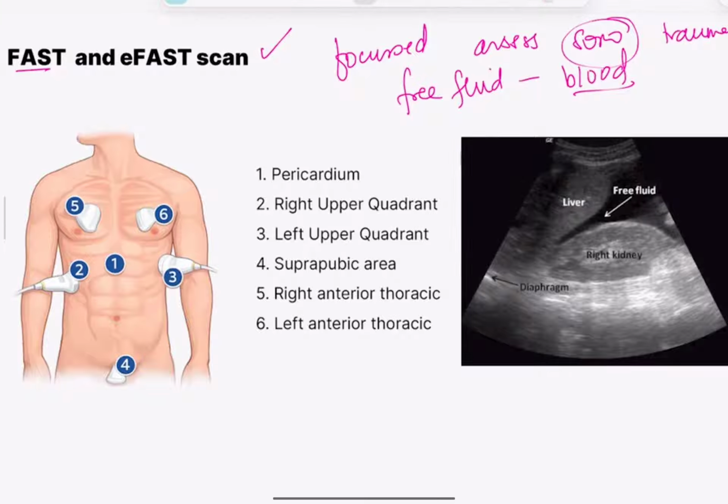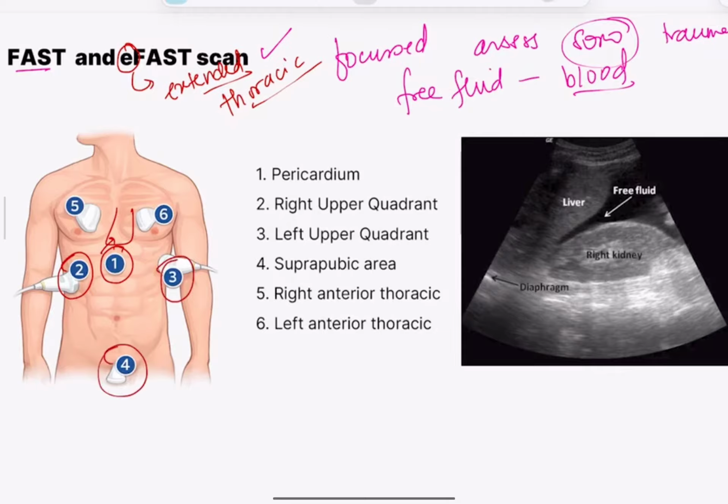So how are FAST and eFAST different? eFAST is extended FAST. It is extended to include the thoracic cavity also. In a basic FAST scan, we have 4 areas, which is the xiphisternum, to look for the pericardial blood collection, fluid collection, the right hypochondriac, the left hypochondriac, and the pelvic area. So the dependent areas of the abdomen to look for the free fluid. In the eFAST, you have this thoracic cavity also included to look for pneumothorax and hemothorax.